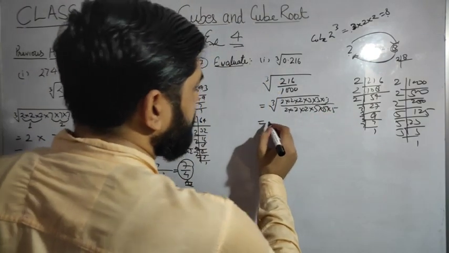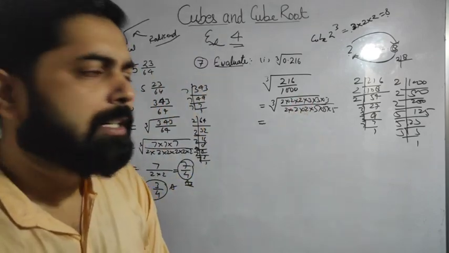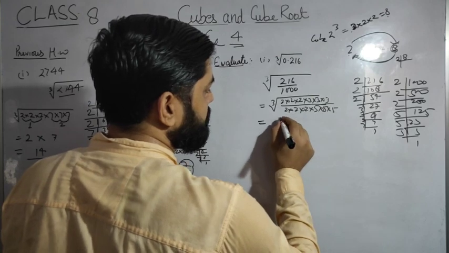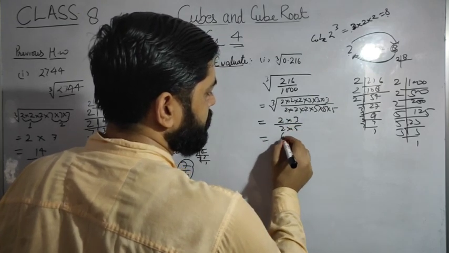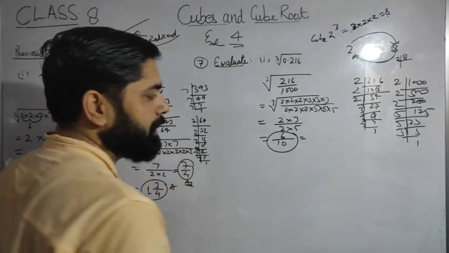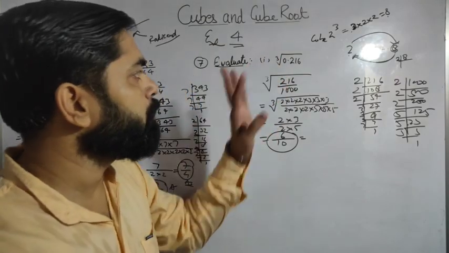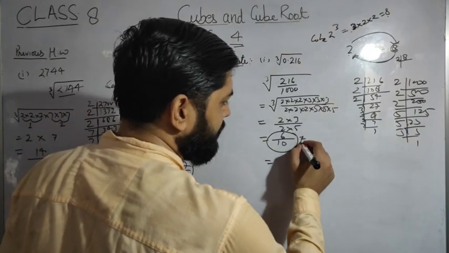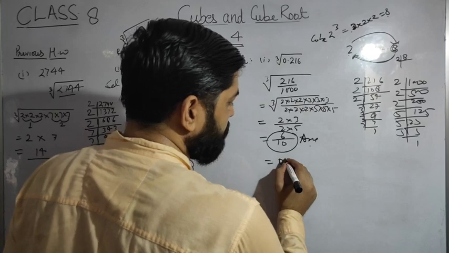Same process. We make the group of 3 numbers. So how many numbers here? The 2 and 3. So now 2 multiplied by 3 upon 2 multiplied by 5. 2 3s are 6 upon 10. So 6 upon 10 is the cube root of 0.216, or you can also write it in another form: the answer is 0.6.